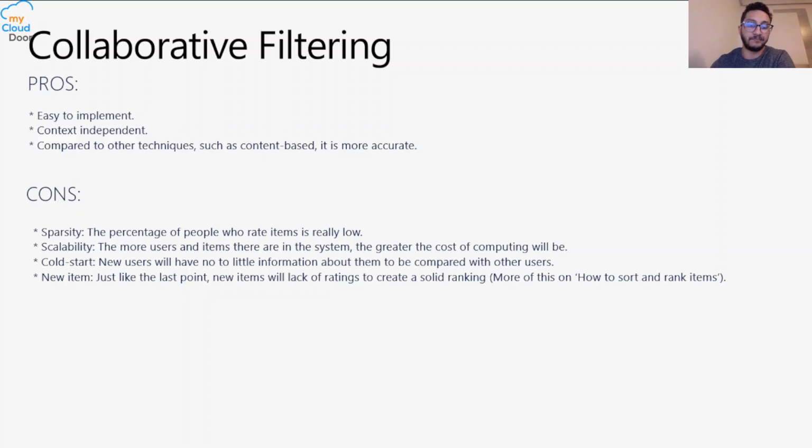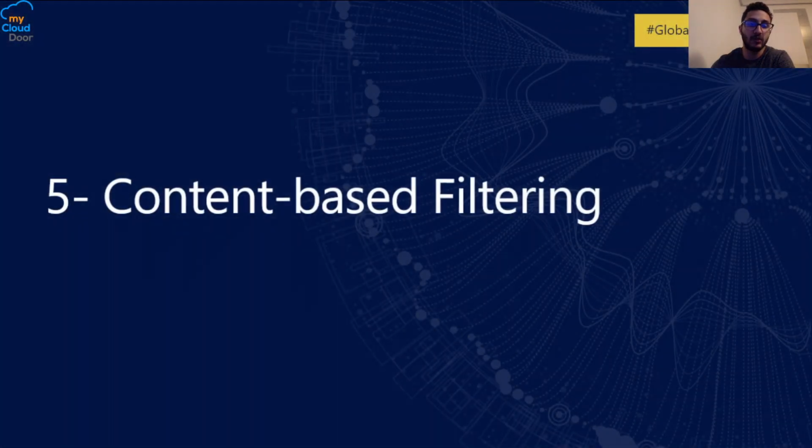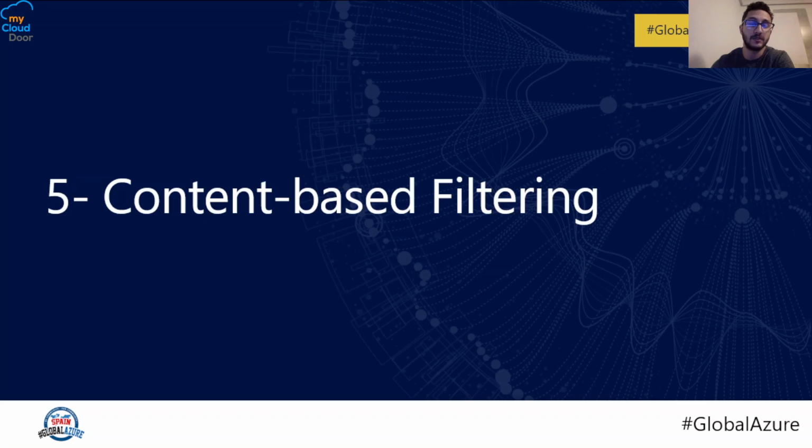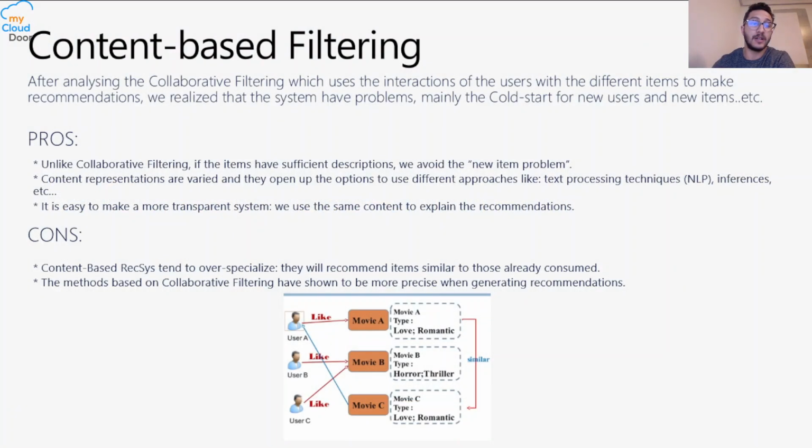So this is where content-based filtering comes in. After analyzing collaborative filtering, which uses the interactions of the user with the different items to make recommendations, we realized that the system has problems, mainly the cold start, which is the biggest problem there is, for new users and new items. And we can solve these problems by implementing content-based filtering.